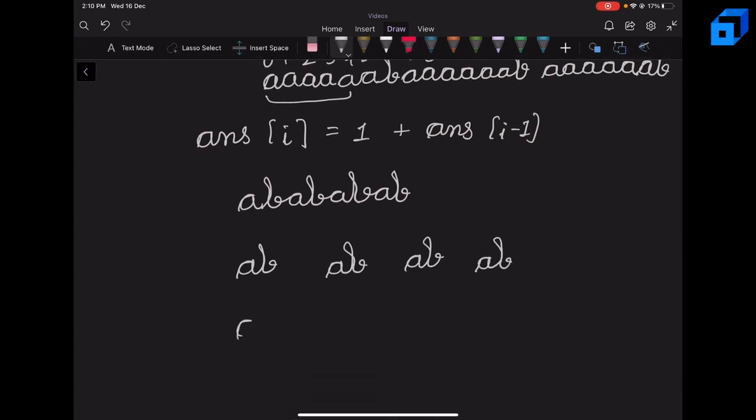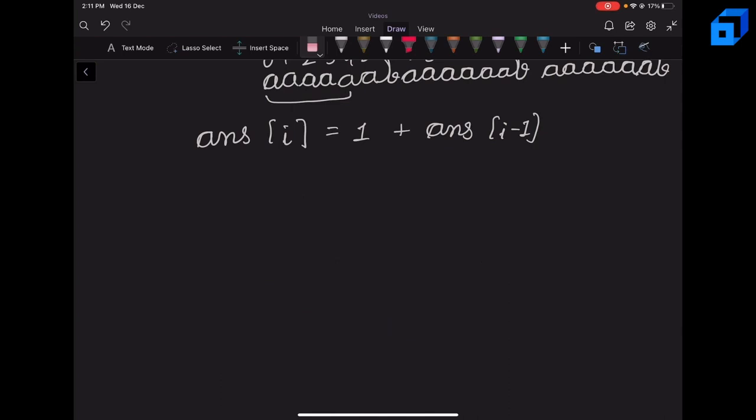Or we could have formed AB, AB, and then copied it once and pasted it once. So we'll have AB, AB, and AB, AB. So we have multiple such ways. How could we choose which way is better? Well, it's simple, try them all. So the only thing now is to find the period of the string.